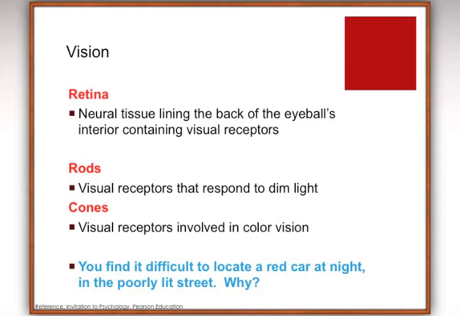There are two major types of visual receptors. The rods are the visual receptors that respond to dim light. The cones are the visual receptors involved in color vision. Here are some more details about these two types of receptors.